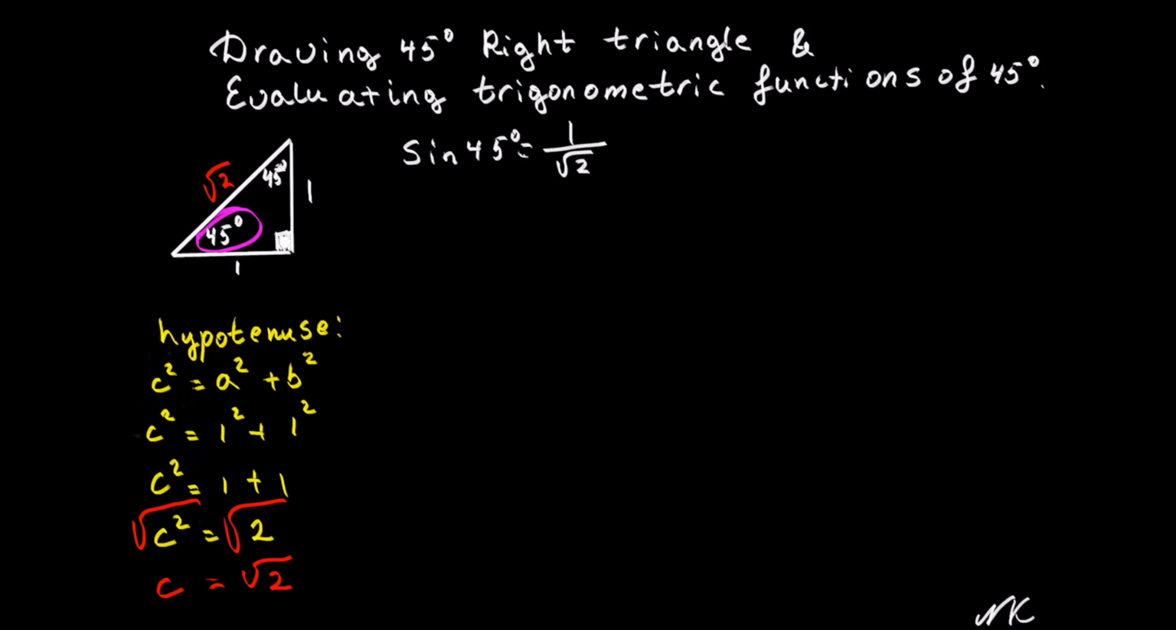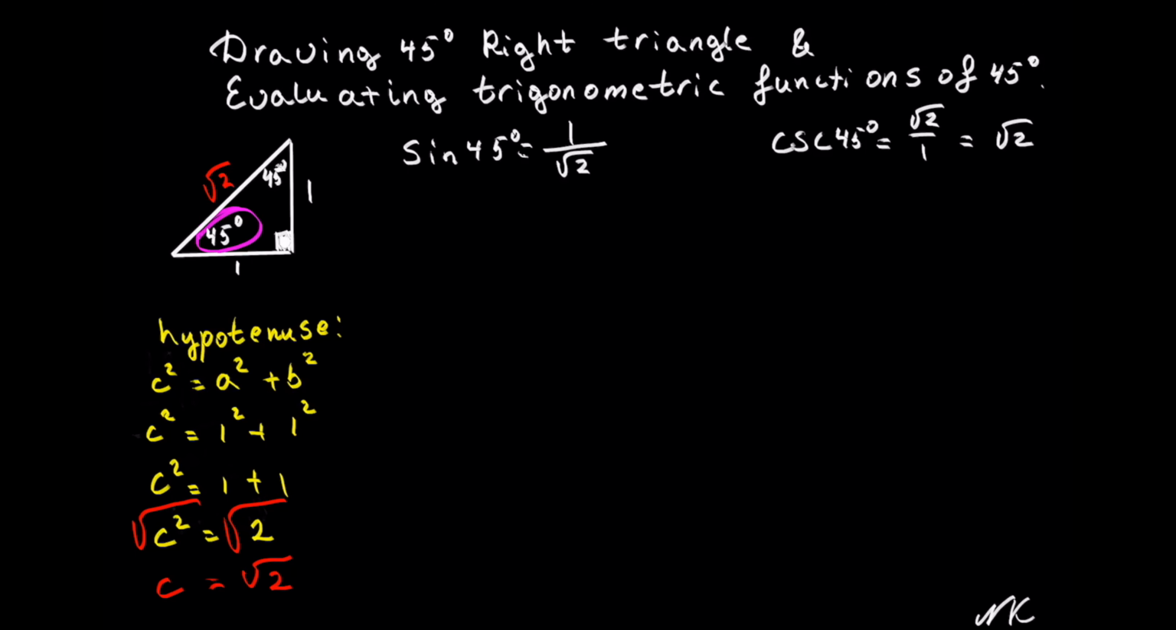We still need to rationalize this ratio, but before I proceed, I'm going to calculate cosecant of 45 degrees because it's the reciprocal of sine of 45 degrees. In this case, it would be radical 2 out of 1, which would just simplify into square root of 2.